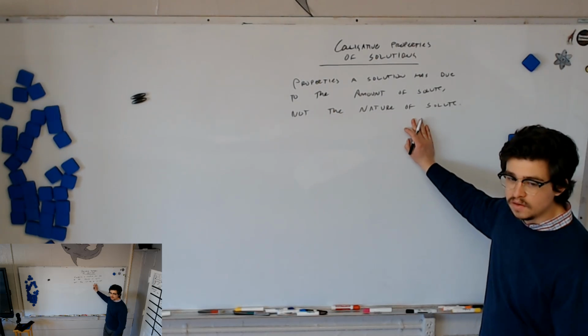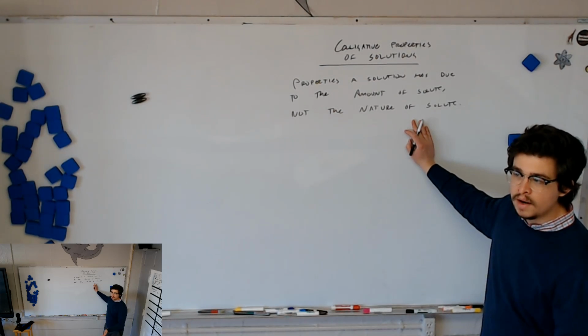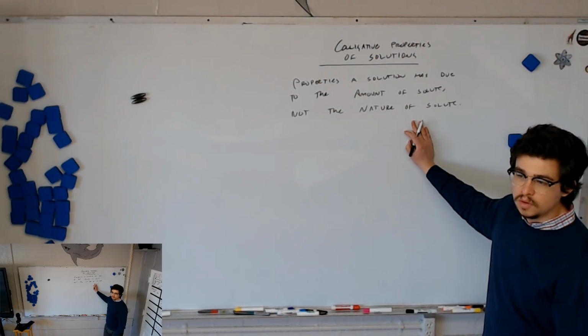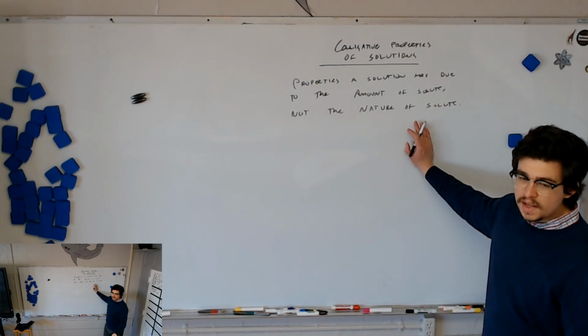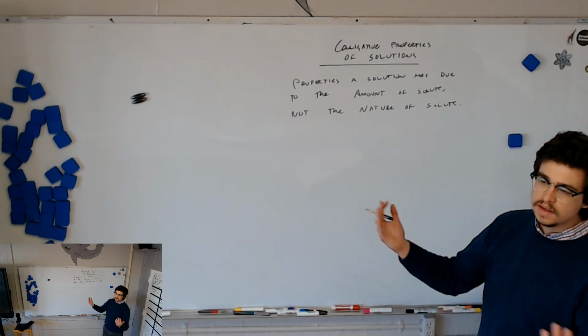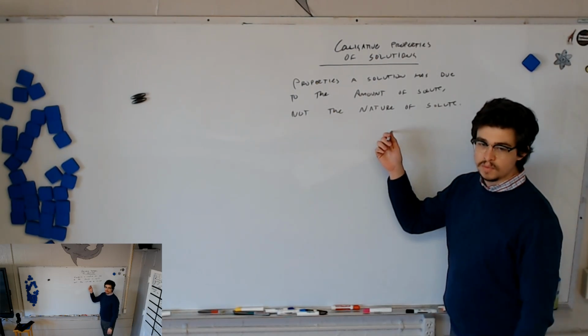It doesn't matter what kind of salt is dissolved. It could be sodium chloride. What they use on the roads usually is calcium chloride. It could be anything, right? It could be alcohol. Anything dissolved in the water will make the freezing point lower.